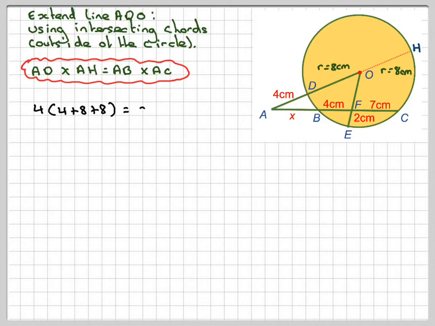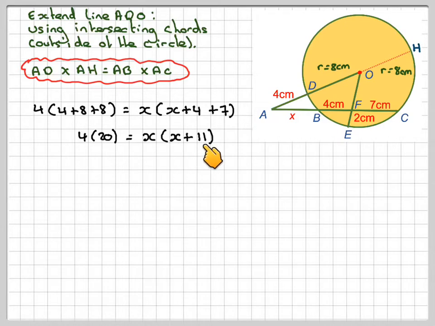And that's going to be equal to AB, X, which we're trying to find. And then AC will be X plus 4 plus 7. Okay, so we're going to have 4 times 20 is equal to X times X plus 11. 4 plus 7 is 11. 4 times 20 is 80. And then if we expand the bracket here, we're going to get X squared plus 11X.